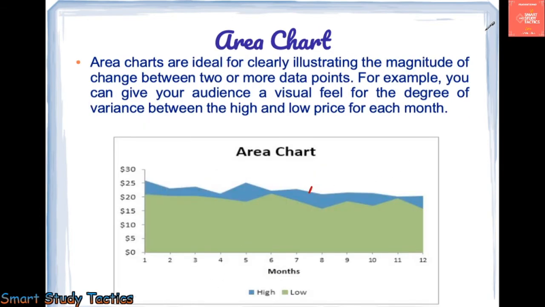Next we have the area chart. You can see area charts ideally and clearly illustrate the magnitude of changes between two or more data types. For example, you can give an audience a visual feel of the degree of variation between the high and the low price of each month, or you can represent earthquakes, or you can represent the different variation of the monthly weather. Like that you can represent in this area chart. Okay.